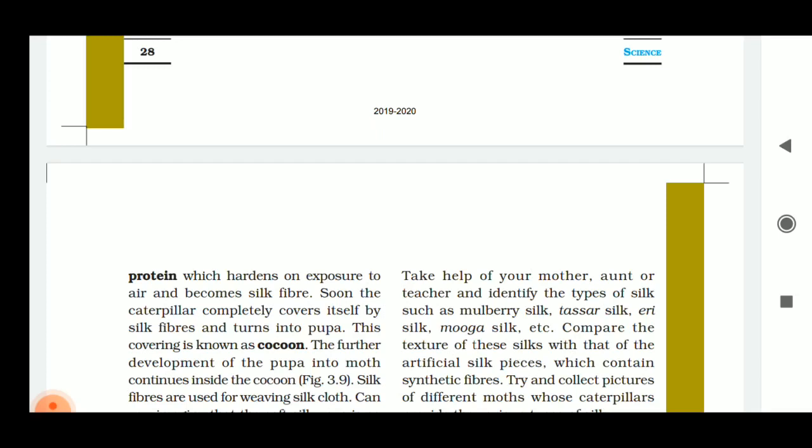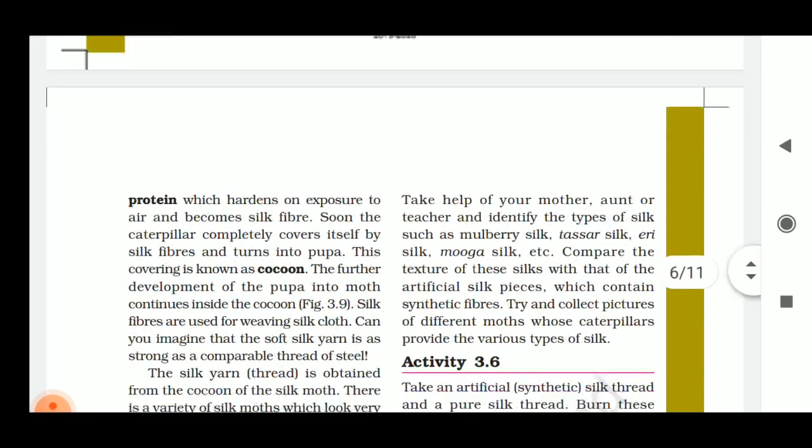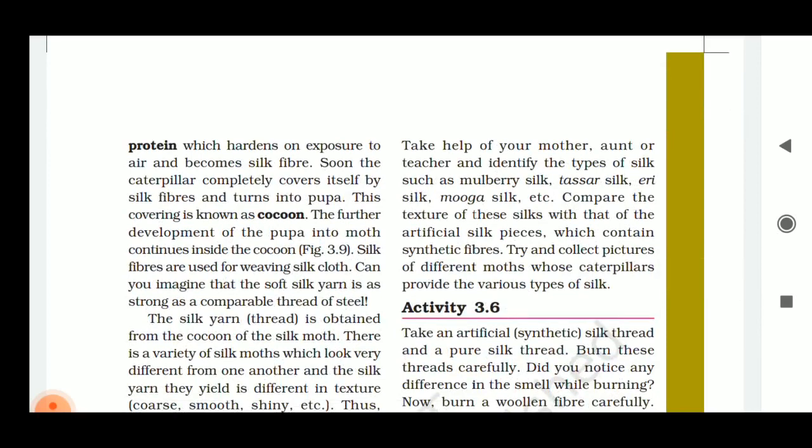Soon the caterpillar completely covers itself with the help of silk fibers. Then it turns into a pupa. That covering is known as a cocoon. The further development of the pupa into a moth continues inside the cocoon. The process of transition from pupa to moth is done in the cocoon.